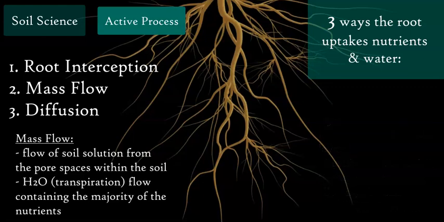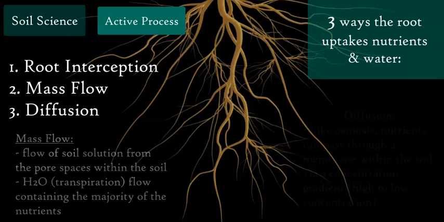Then we have the mass flow. Mass flow is to do with the water in the soil, the soil solution, the acidity, the level of pH, the amount of colloids, and the cation exchange capacity, and the amount of nutrients within the water passed in between the sites on the colloids to the solution. This will flow in to the roots through the solution, through water.